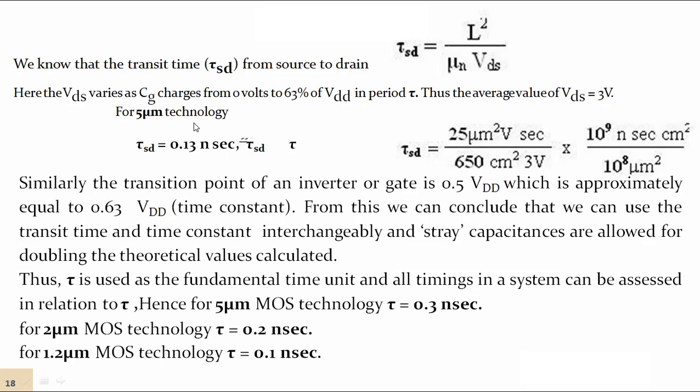For a 5 micrometer technology, if you substitute in this equation, tau is equal to L square divided by mu n into VDS. L is the length; for 5 micrometer technology, L is 5 micrometers. 5 micrometers into 5 micrometers is equal to 25 micrometers square, divided by mu n, the mobility of charge carriers, which is 650 centimeter square per volt second. VDS is 3 volts.